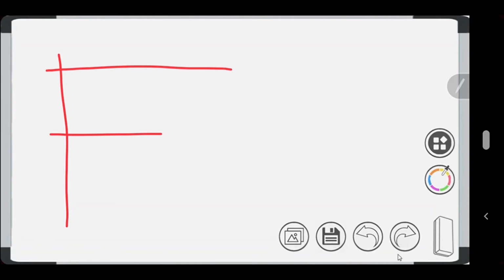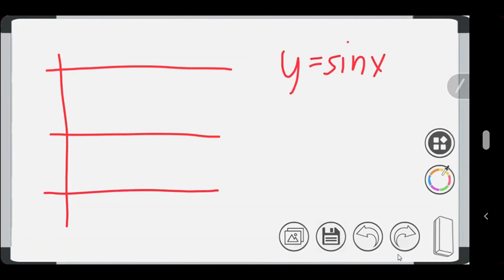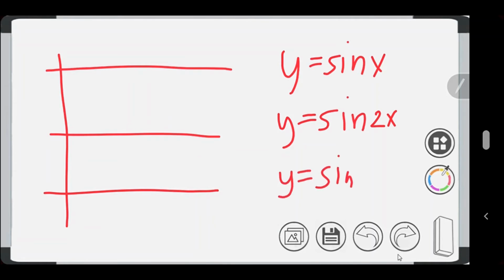Let's redraw our y is equal to sin x, and we're going to compare that to two other functions together with y is equal to sine 2x and y is equal to sine 3x. And note that y is equal to sine x completes one whole cycle from 0 to 2 pi. We're going to draw one cycle from 0 to 2 pi.